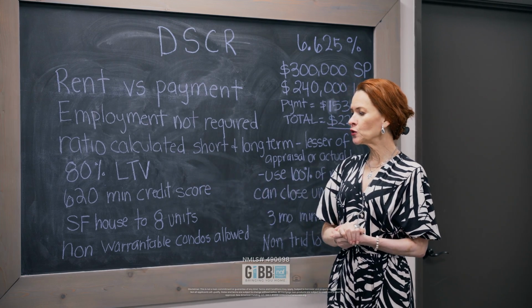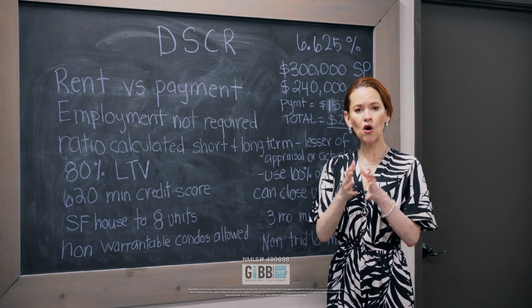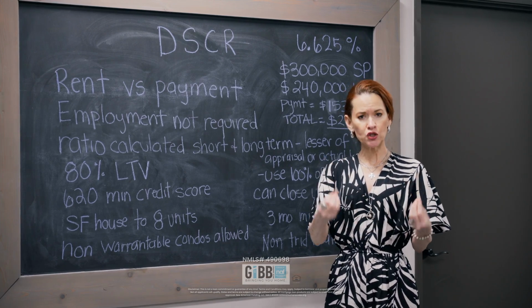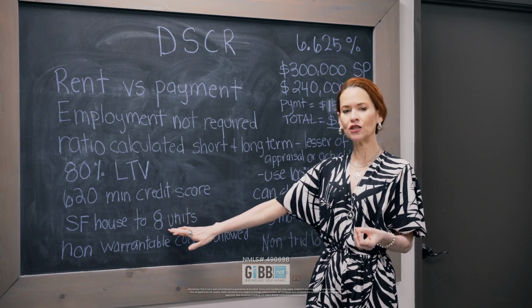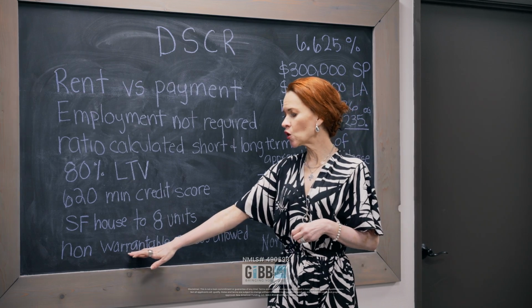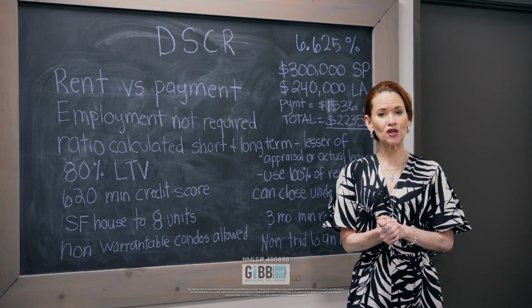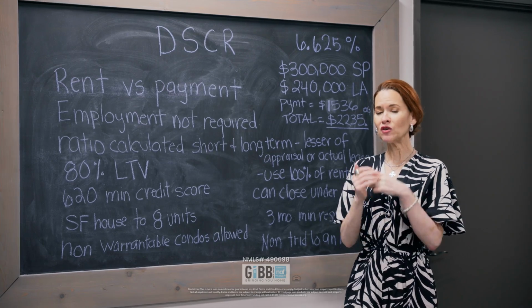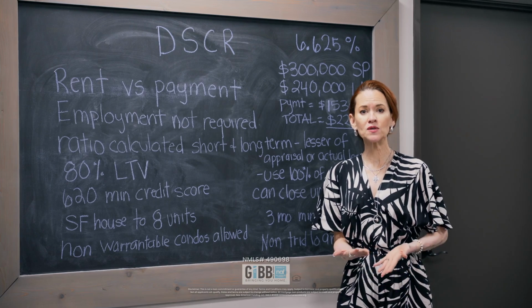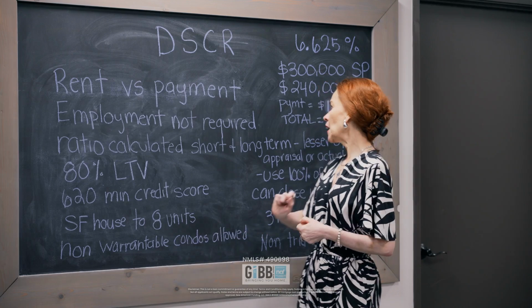Now, we're able to do these on single-family homes. So if you're buying a home to rent it out, or if you're buying a duplex or fourplex up to 8 units, we're able to finance. We can also finance non-warrantable condos, and condo hotels are allowed as well. So if you've been looking for financing for a non-warrantable condo, those are a little bit harder to get. This type of program allows that.